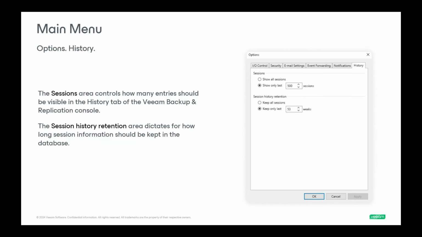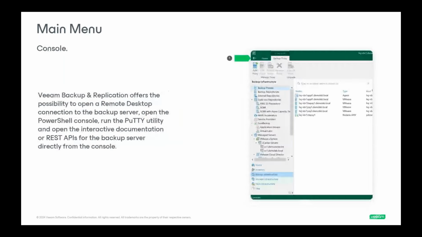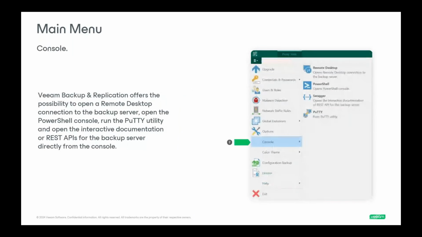Then let's go back to the main menu and look at the console button. I always forget about this sometimes, but it is there. If you want to run PuTTY, Swagger, PowerShell, or just RDP, you can open those within the VBR console itself. Definitely good for running PowerShell commands if needed. Swagger is for anything regarding your REST APIs, RDP is obvious, and PuTTY is to maybe SSH into something. But all of it is right there and readily available for you.